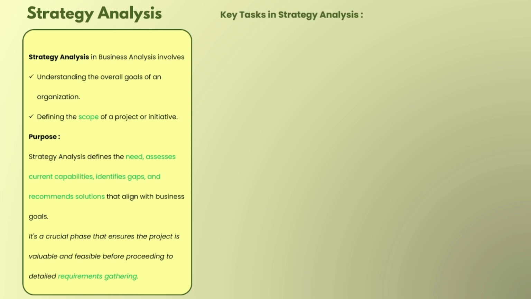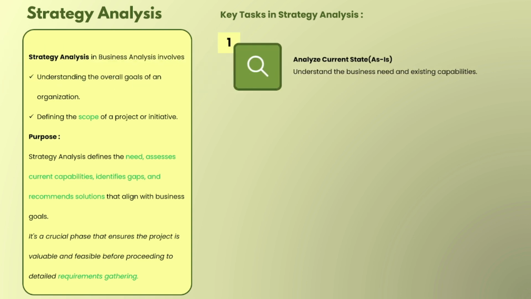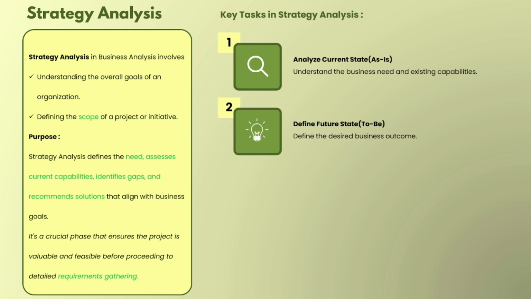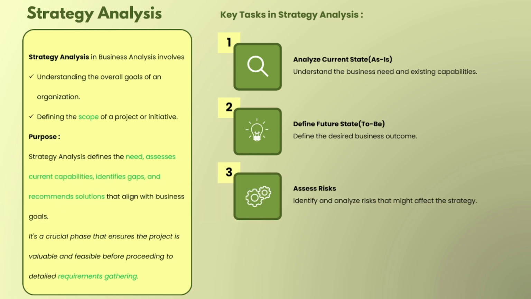Now let's check the key tasks in strategy analysis. First task is analyze current state, that is as is. Analyzing the current state as is simply understanding how things are working right now before making any changes or improvements. The next is define future state or to be. Analyzing the future state or to be is about visualizing how things should work after improvements, like picturing your dream setup before making changes. Third is assess risk.